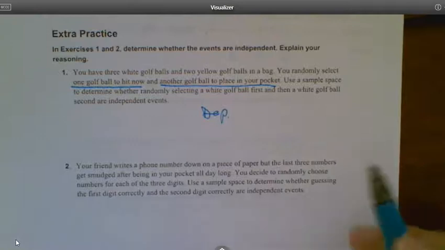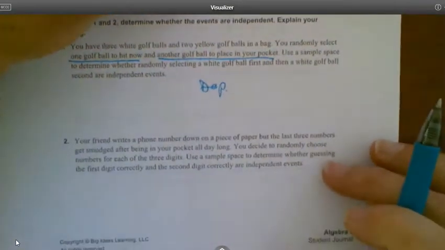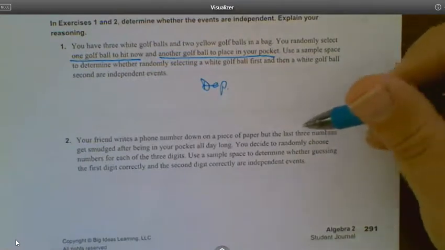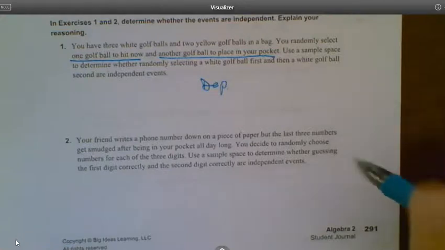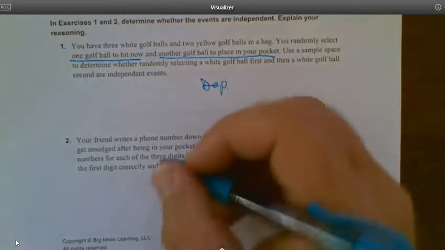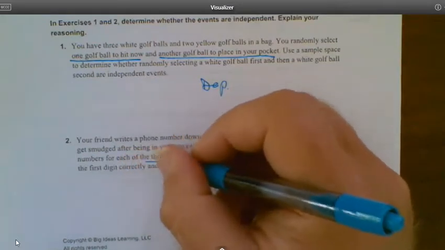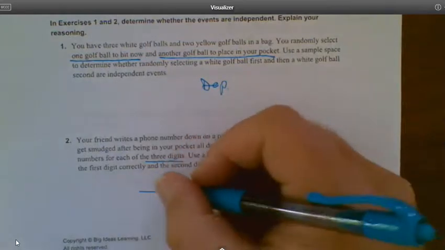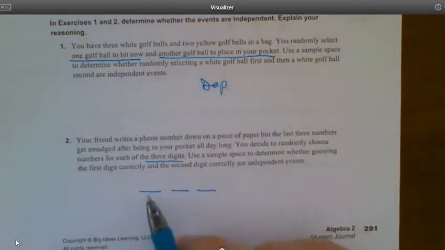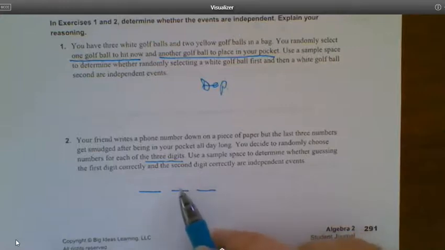However, if you compare it to the last one down here, we're looking at guessing the last 3 digits of a phone number, right? And so if I'm just randomly choosing numbers to come up with these 3 different digits, so consider the digits 0 through 9, right? So in this case, we got 3 digits here. If I was to guess that this digit is a 4 or a 5 or whatever, does that have any impact on the next digit that I pick?